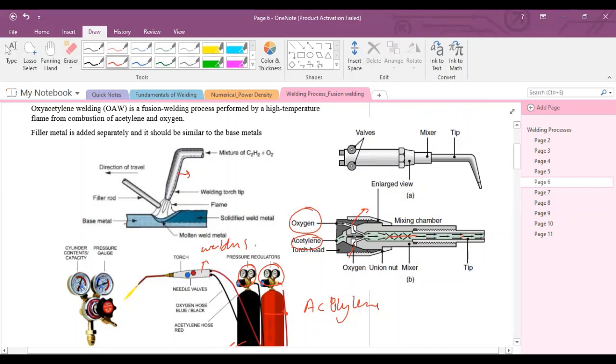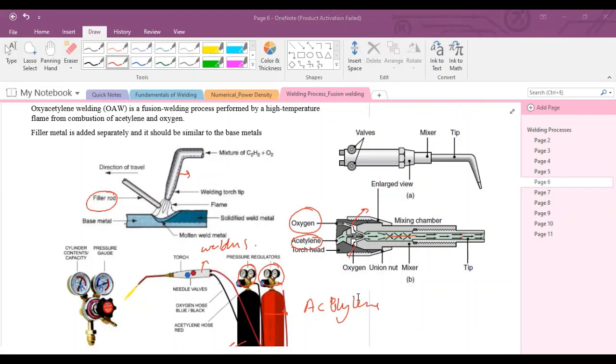When the mixture of both gases comes out from this tip and comes in contact with the base metal, a large flame is produced, because the oxygen gas is used to burn the acetylene gas, and due to this combustion, a flame is produced. This flame is the source of heat, and that heat is used to melt the base metal. Along with the base metal, this filler rod will also melt.